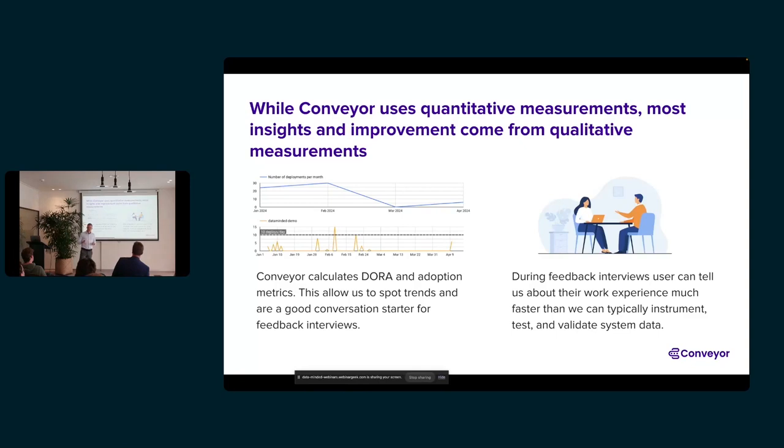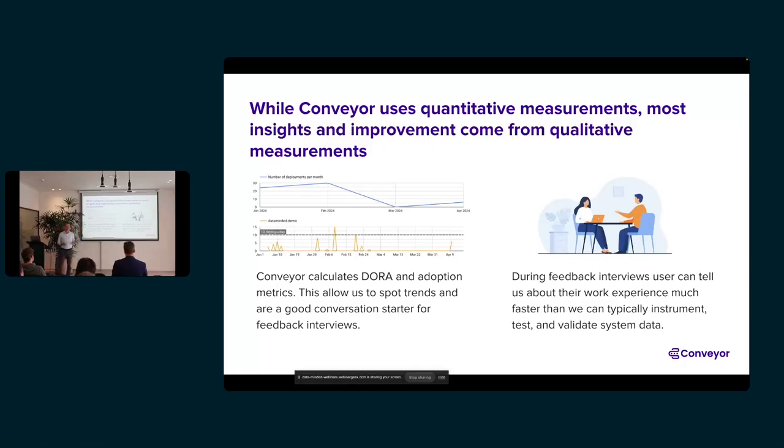It's asking people, how does your day-to-day look? What's holding you back from going faster? Where are you spending your time? What things in your processes are causing friction? And after asking people those questions, the only thing you have to do is listen.